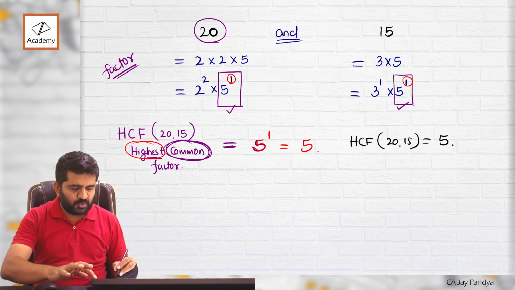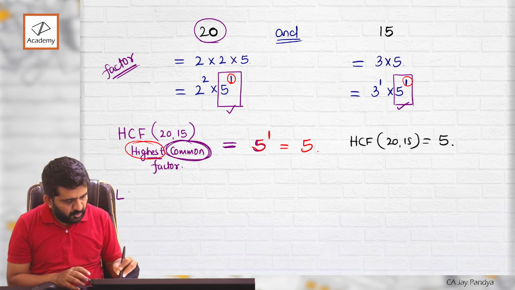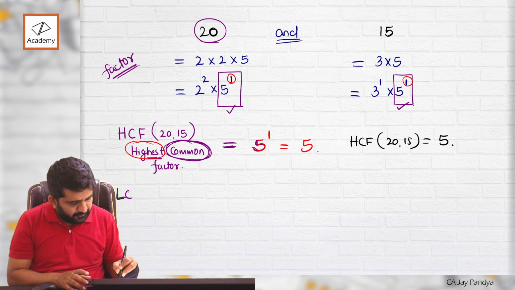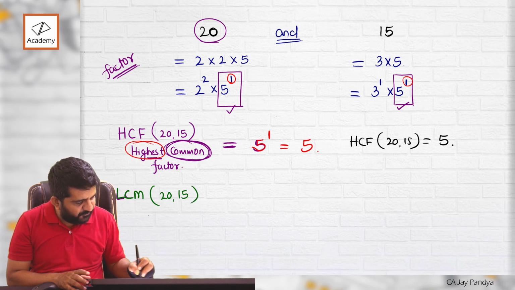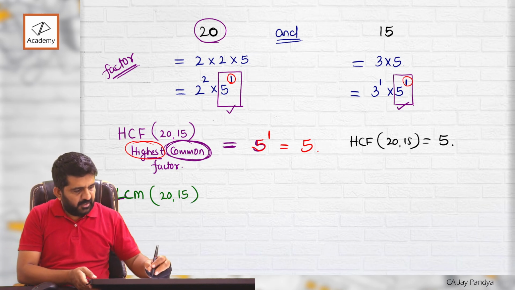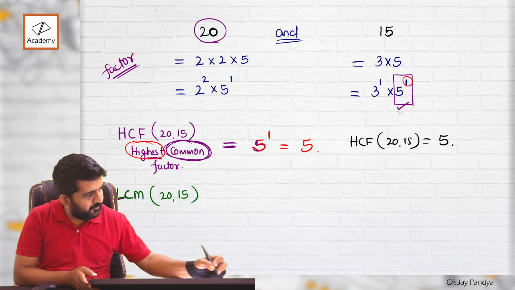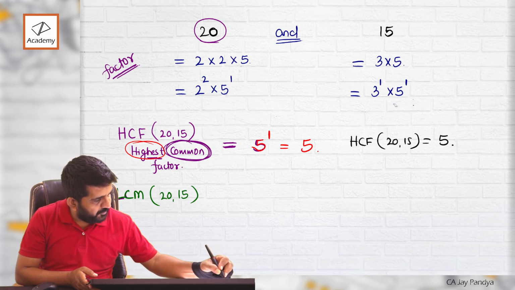Right. Let us go to next. What is LCM between 20 and 15? Now let me first of this, what we have drawn for.